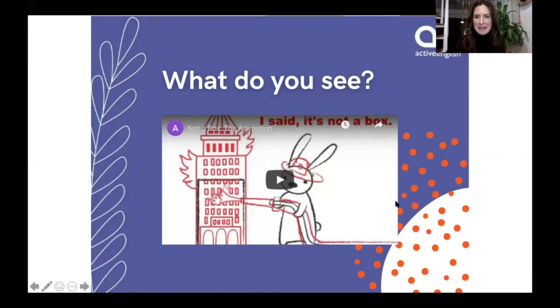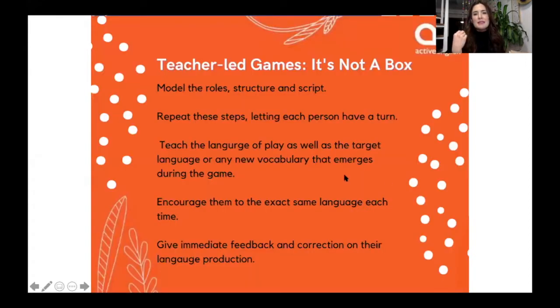We're going to play a game now. This is a teacher-led game called It's Not a Box. I'm going to start by modeling what we have to do, and we're going to repeat those steps over and over again with each of you. The game is very, very simple. I'm going to start by teaching you the language that we're going to use, and I will do this explicitly with my group as well. It starts off like this.